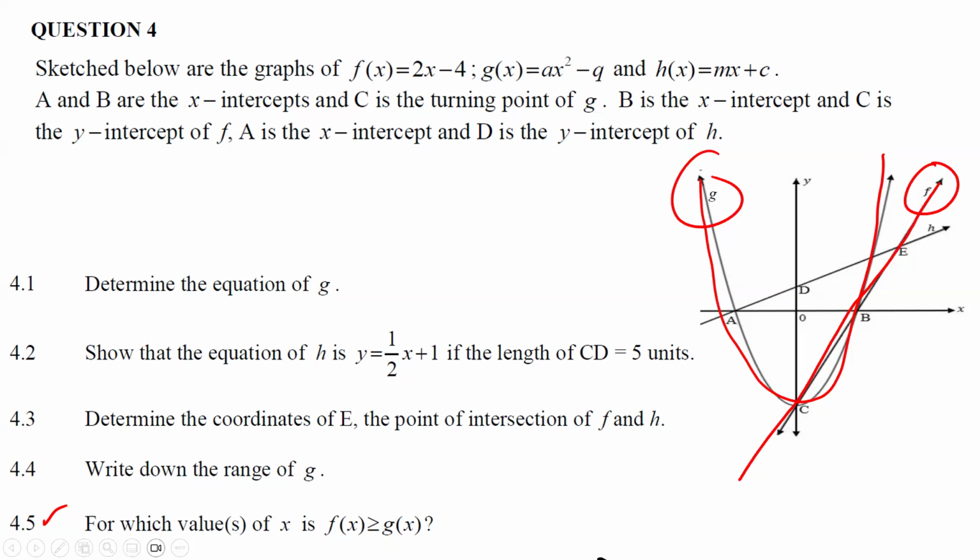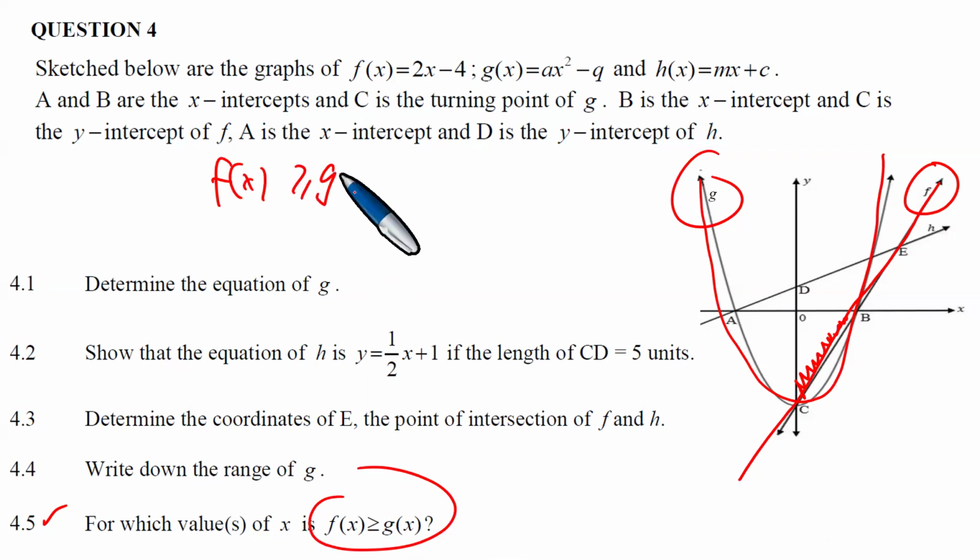You are able to see that f is above g here, because g is below here and f is above. When you get to this point, f is below and g is above. When you are here, you can see that g is above and f is below. So we are looking for where f is greater or equal to g.